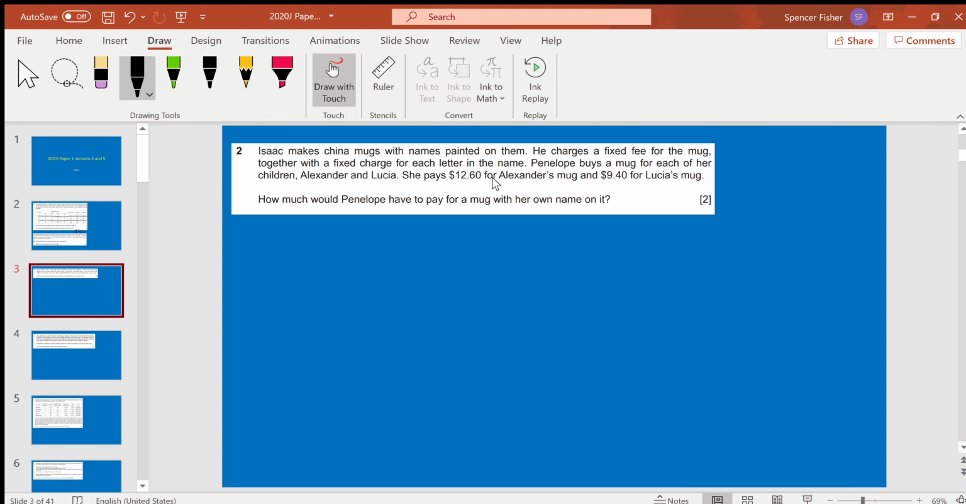So I know that there's some fixed fee, which would be x. And I counted that there's 9 letters in Alexander's name, so 9 times whatever the fee for a single letter, y, is, and that's going to be equal to what she paid for Alex, which was $12.60. The same is true of the fixed fee plus 5 letters for Lucia times the price of 1 letter, and all of that together is going to be $9.40.